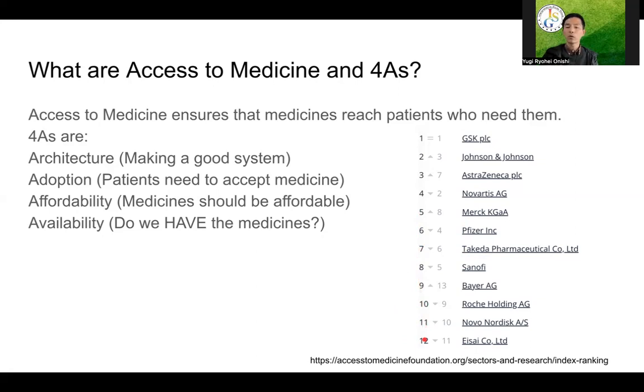But we can understand that we need to work more to improve the access to medicine. We need to do more to achieve the universal health coverage so that all the patients can get the medicines they need.